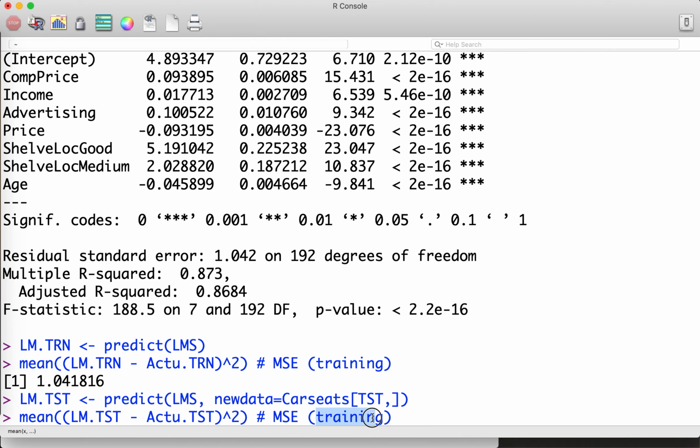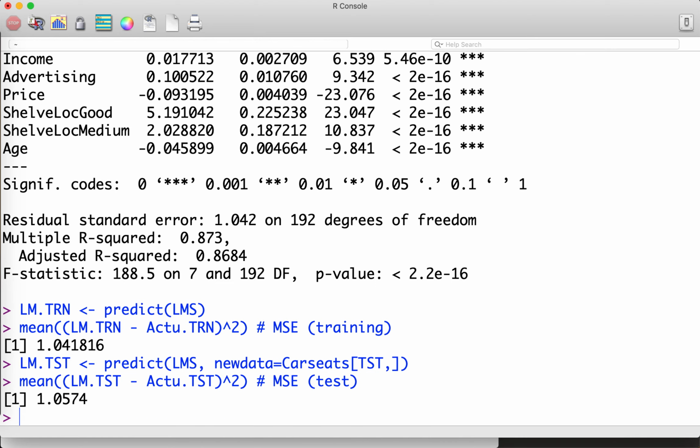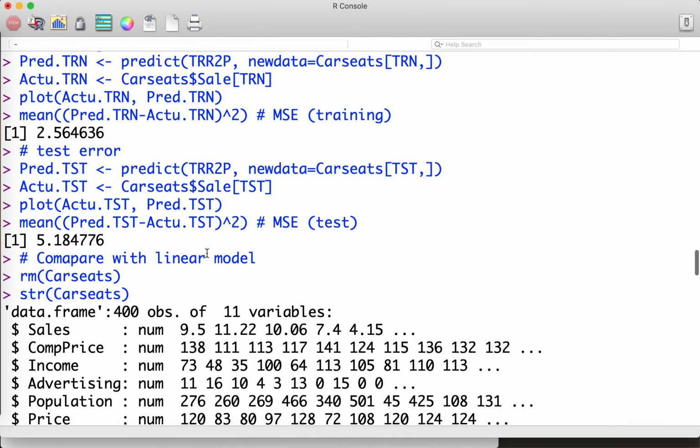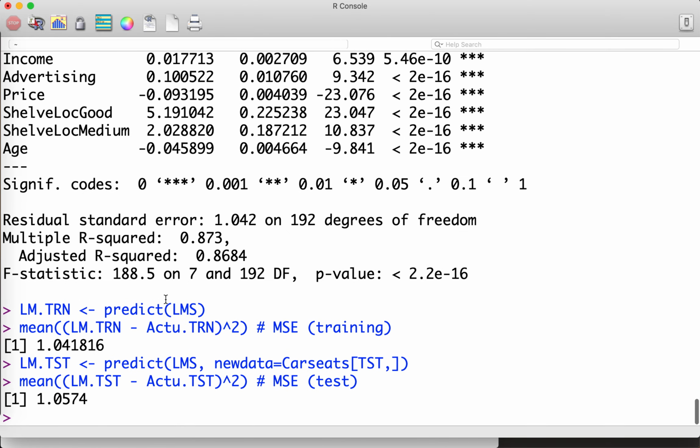Then you can do the same thing as last time, but for test set. Then you can get the mean squared errors for test set, and you can get actually 1.0574. This is pretty good. It's almost comparable to training set. So we are somewhat lucky, but linear model works really good. So last time, remember that we get the training error of 2.56 and the test error of 5.18. So as discussed in the textbook, usually the tree methods perform worse than linear model, even though interpretation is pretty intuitive, such as we split by price at some point.